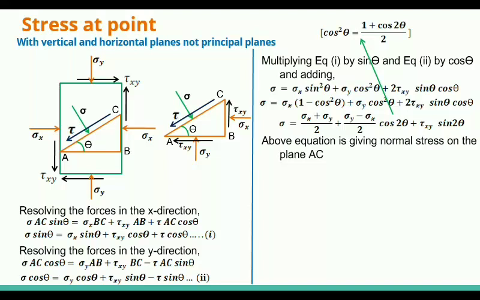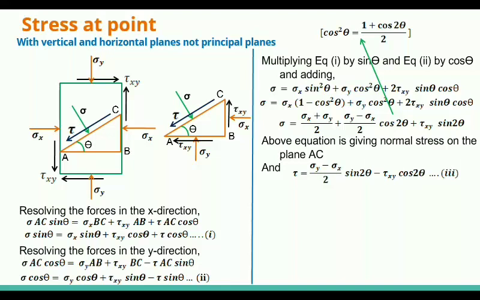So what is sigma? Sigma is the normal stress on the plane of AC. Now we will calculate shear stress on the plane of AC. So putting this normal stress in any equation like 1 and 2, you will get tau. Shear stress is equal to sigma y minus sigma x divided by 2 sin 2 theta minus tau xy cos 2 theta. And just assume this is equation 3.